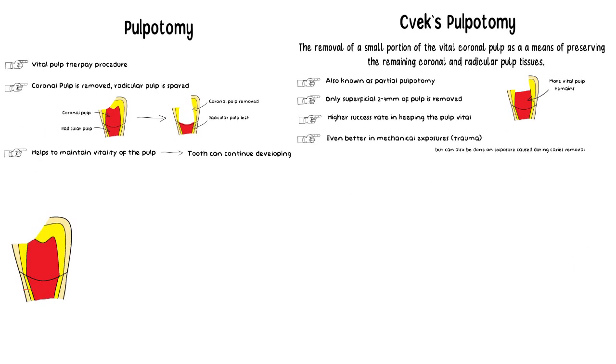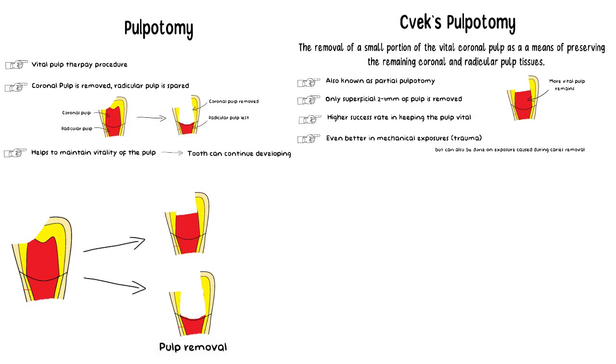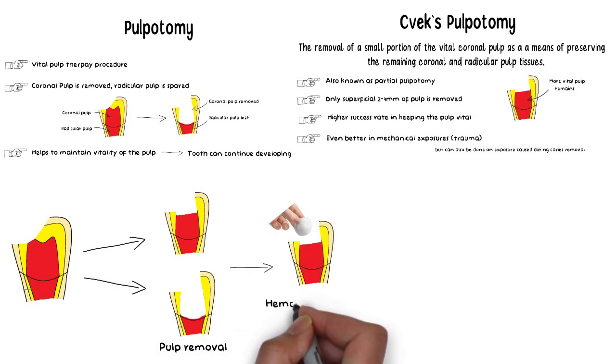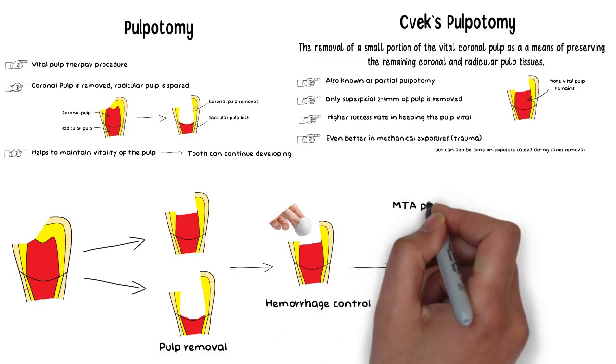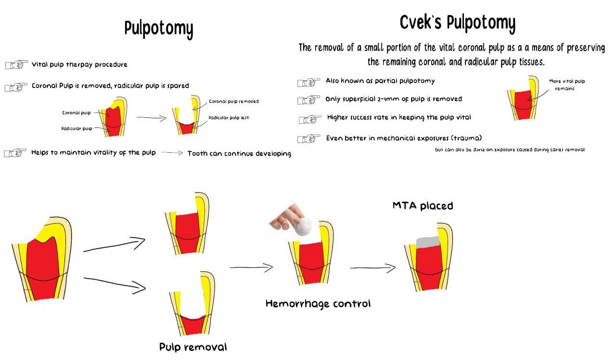After excision of superficial 2 mm of diseased pulp, as in the Cvek's pulpotomy, or entire coronal pulp, as in conventional pulpotomy, hemorrhage is controlled. Then the remaining pulp is capped with MTA, that is mineral trioxide aggregate, or previously used calcium hydroxide, and then a permanent restoration is placed to achieve good seal. I've talked more about this procedure in my apexogenesis video.